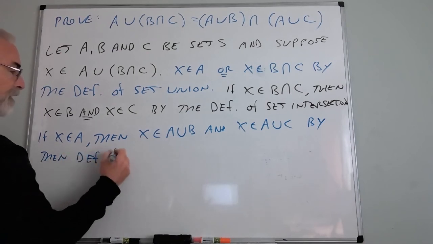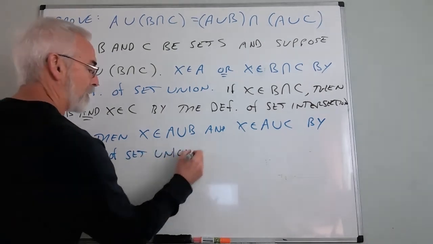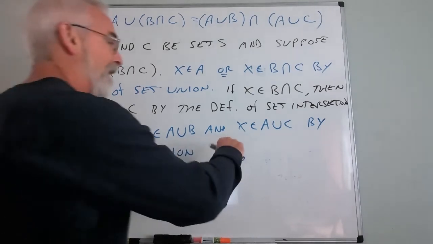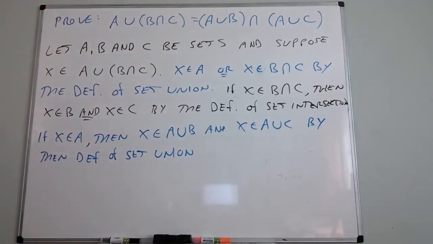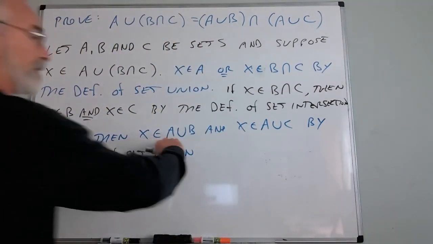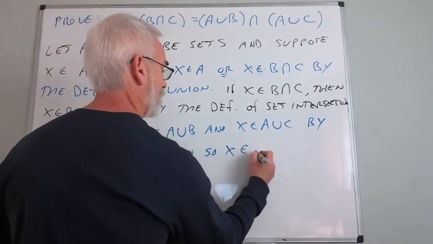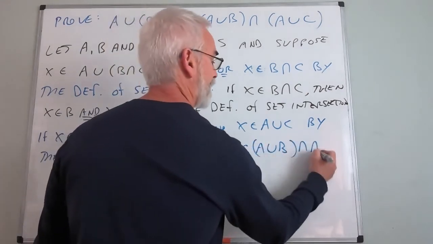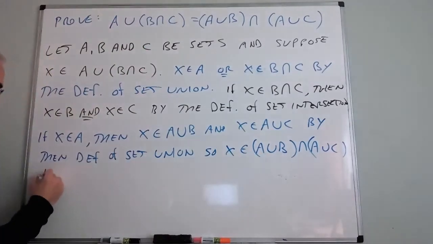By the definition of set union. Now, again, if X is in A, then X is definitely in A or B. I probably should have written that down. And if X is in A, then X is definitely in A or C. Okay, so X is in this union and X is in this union. So X is an element of A union B intersect A union C because it's in both of these simultaneously.